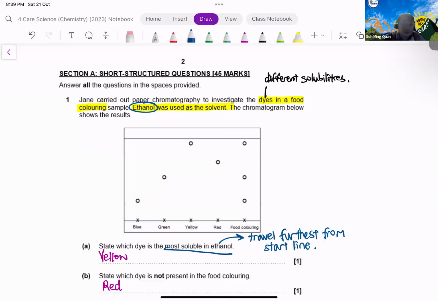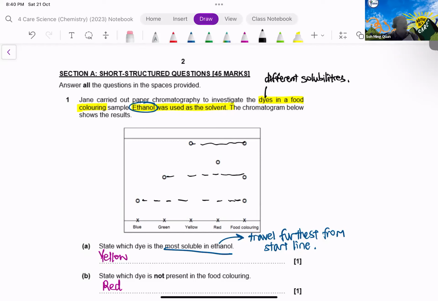start line. Next, I believe all of you are familiar how to interpret chromatograms. To interpret a chromatogram, all you need to do is use a good ruler. Okay, use a ruler and match the spots that you see. So it's quite clear cut. The food coloring will contain the blue dye. The food coloring also contains the green dye and the yellow dye. So the only dye that's not inside the food coloring is red.